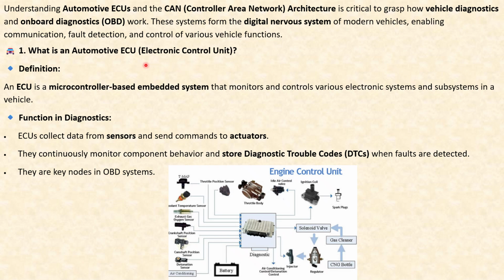Now, what is an automotive ECU, electronic control unit? This is something which I think everybody knows, but let me briefly touch upon it. An ECU is a microcontroller-based embedded system that monitors and controls various electronic systems and subsystems in a vehicle. Now, coming to the function in diagnostics, the ECUs collect data from sensors and send commands to actuators. They continuously monitor component behavior and store diagnostic trouble codes when faults are detected. They are the key nodes in the OBD system. Understand this very carefully.